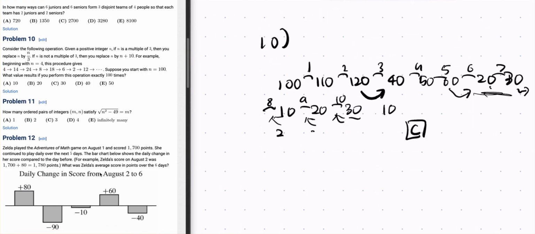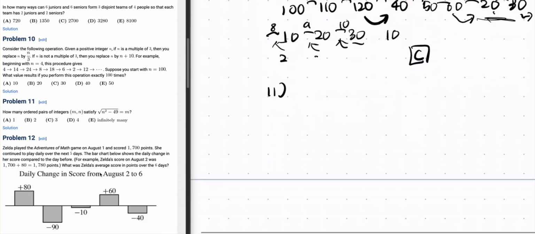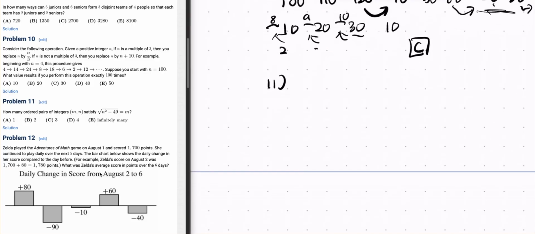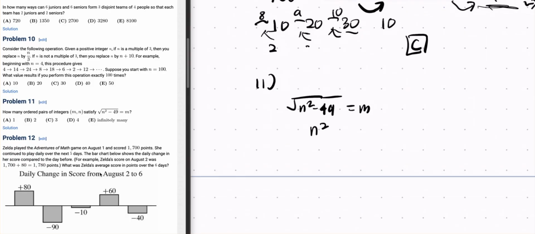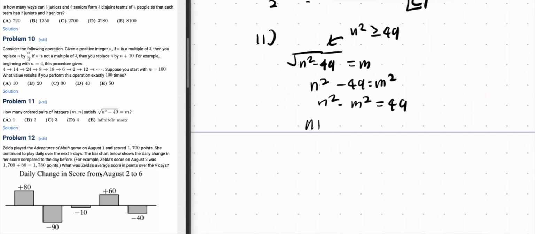Now let's do problem 11. How many ordered pairs of integers m, n satisfy the square root of n squared minus 49 equals m? Now if you square both sides, that gives us n squared minus 49 is equal to m squared. And n squared minus m squared is equal to 49. But remember that n squared must be greater than or equal to 49. Okay, so just remember that. And we can factor this as n plus m times n minus m is equal to 49. Also remember that m has to be greater than or equal to 0.